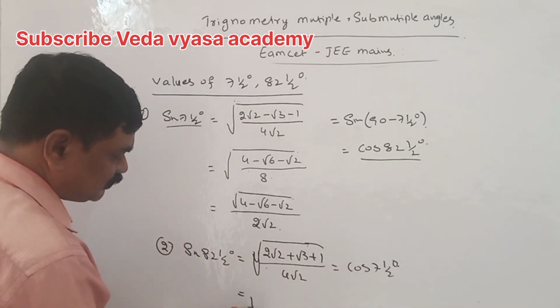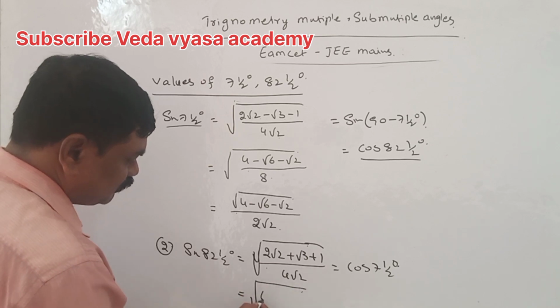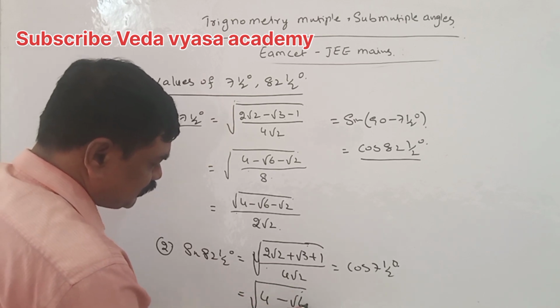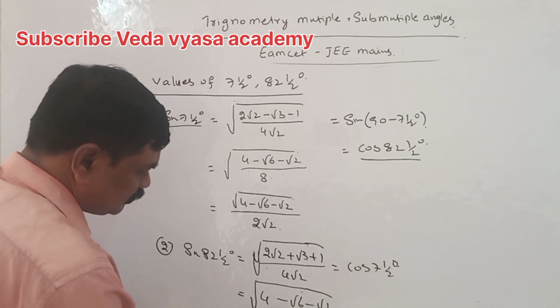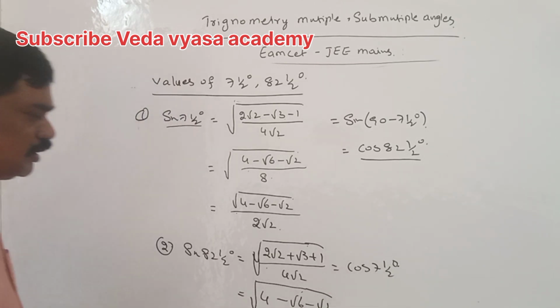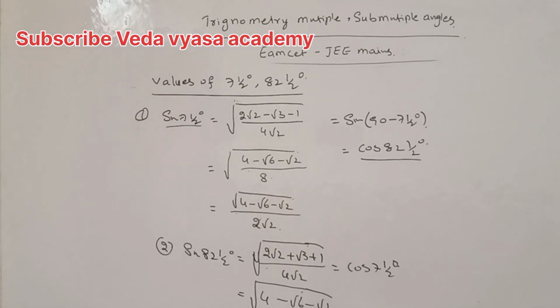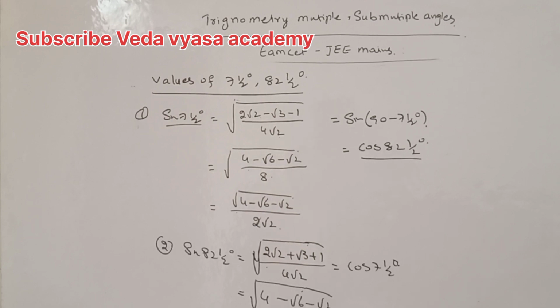This can also be written as 4 minus root 6 minus root 2 by 2 root 2. Okay, all of you. This is sin 7.5 degrees, cos 82.5 degrees. Sin 82.5 degrees, cos 7.5 degrees values.